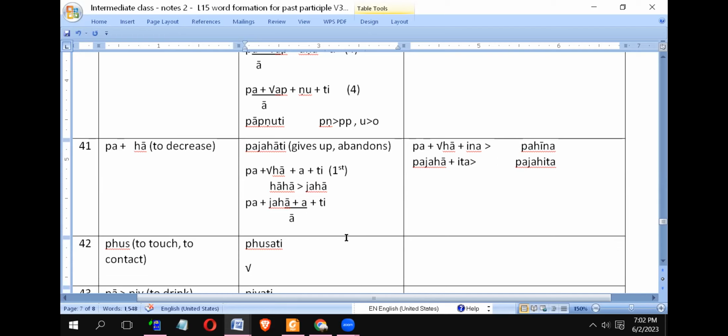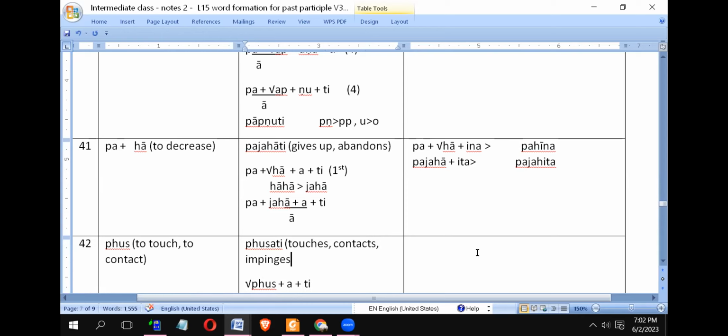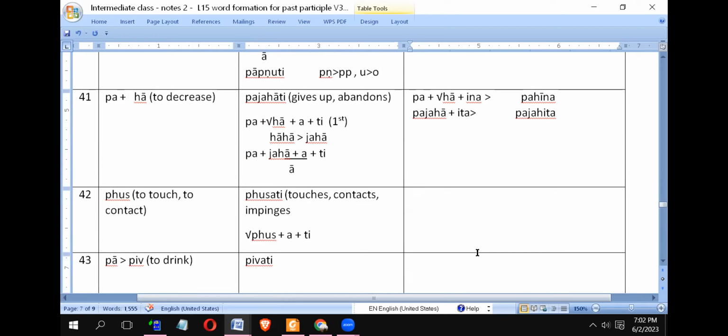Anybody want to try? If you don't try the simple one, later you have to try the hard one. So somebody want to try the simple one first? Sally, can I try this one? Yes, Sally. Phus plus a plus T. Pushati. Okay, what's the meaning of pushati? Touches and contacts. Okay, yeah, and the Pali may give you another one, impinge. Okay, now how do you get the root? The past participle is Pushpaita.